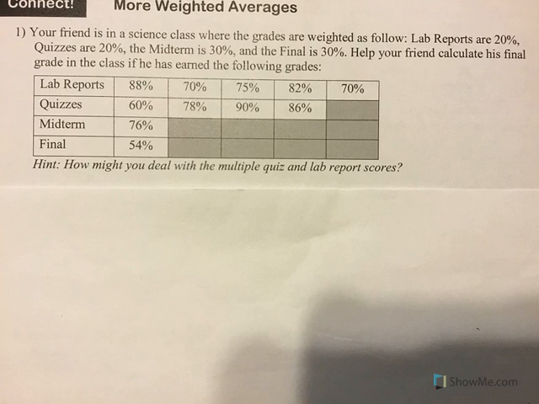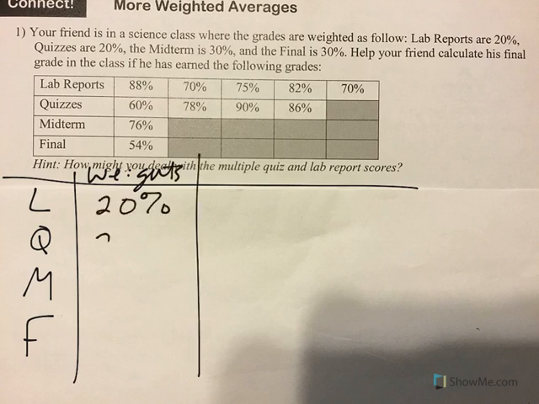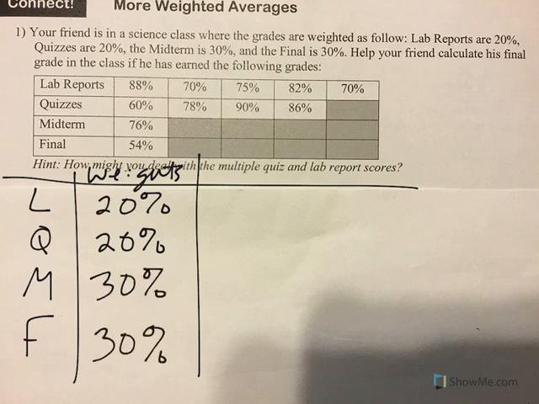Now, one thing that I like to do is I like to organize. So I have labs, quizzes, a midterm, and a final. So first I'm going to have my weights. So we know that the labs are 20%, the quizzes are 20%, midterm is 30%, and the final is 30%. Now this would be method 2 because we have weights. Right? So the next thing is going to be the category average.